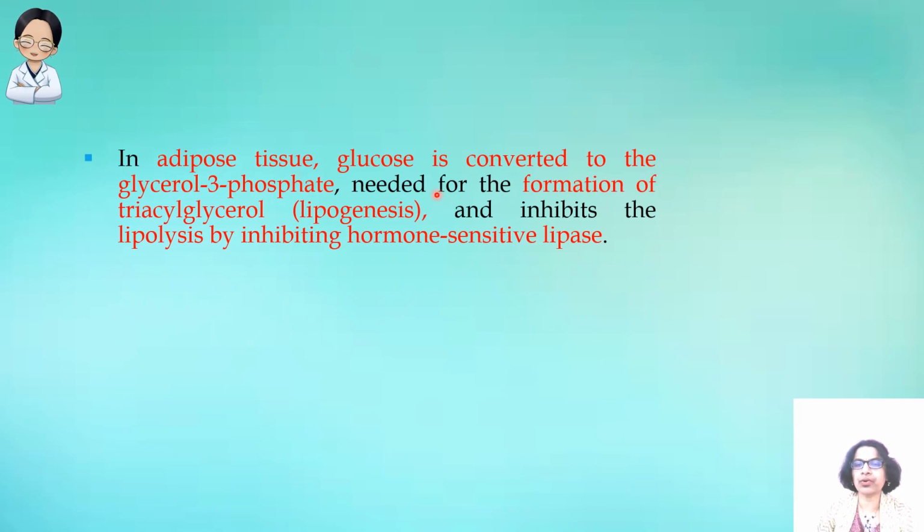In adipose tissue, glucose is converted to the glycerol 3-phosphate needed for the formation of triacylglycerol, that is lipogenesis, and insulin inhibits lipolysis by inhibiting hormone sensitive lipase.